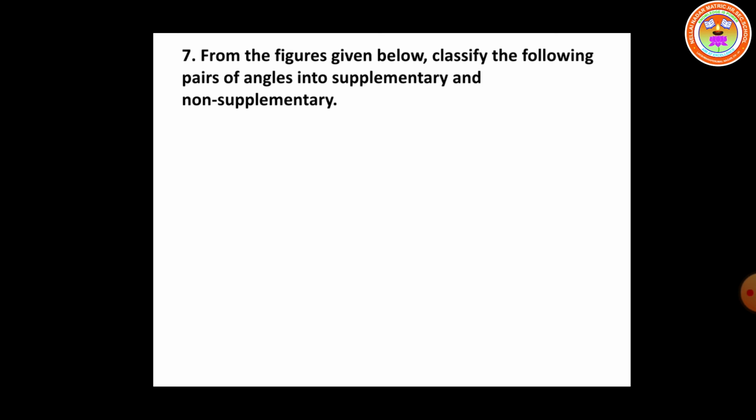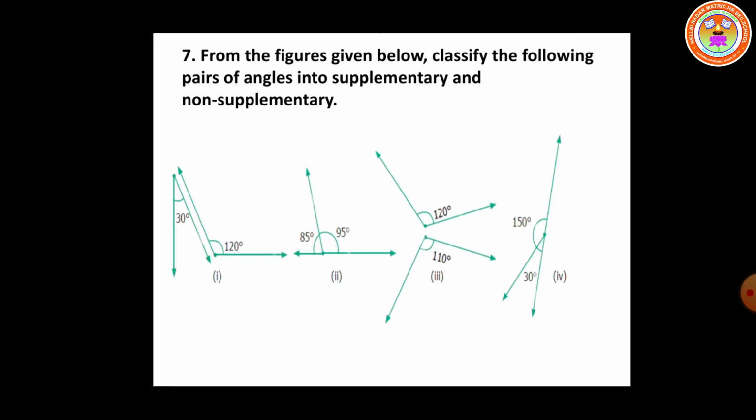7th question. From the figures given below, classify the following pairs of angles into supplementary and non-supplementary. Okay, when we say two angles are supplementary angles, if the sum of those angles is 180 degree, then we say that those angles are supplementary angles. Let us see the given question.